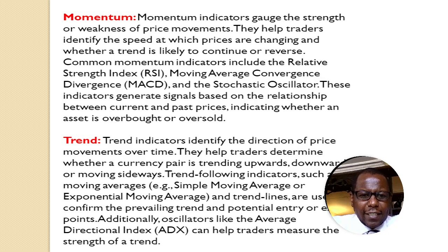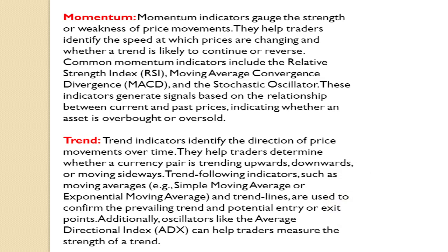There are indicators that deal with trend. Let's read here. Trend indicators identify the direction of price movements over time. They help traders determine whether a currency pair is trending upwards, downwards, or moving sideways. Trend following indicators such as moving averages, e.g. simple moving average or exponential moving average, and trend lines are used to confirm the prevailing trend and potential entry or exit points. Additionally, oscillators like the average directional index, ADX, can help traders measure the strength of a trend.